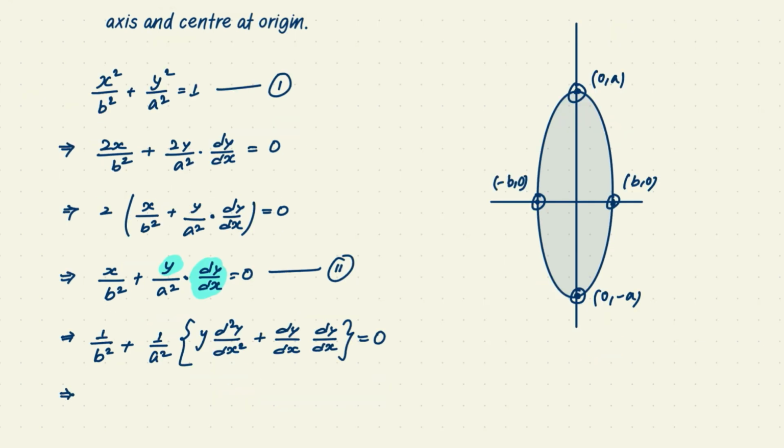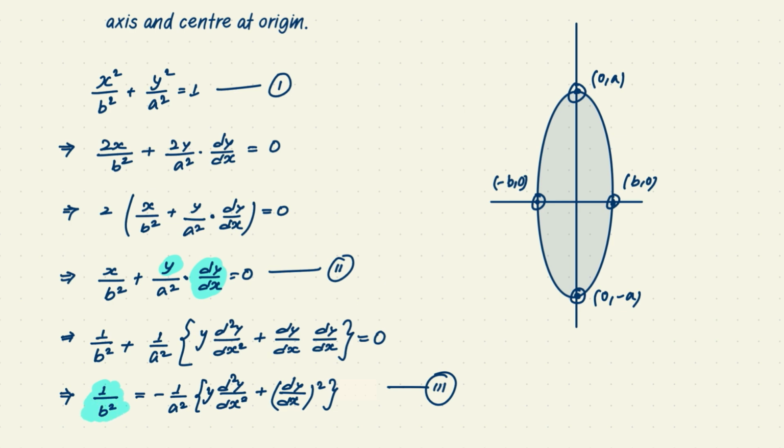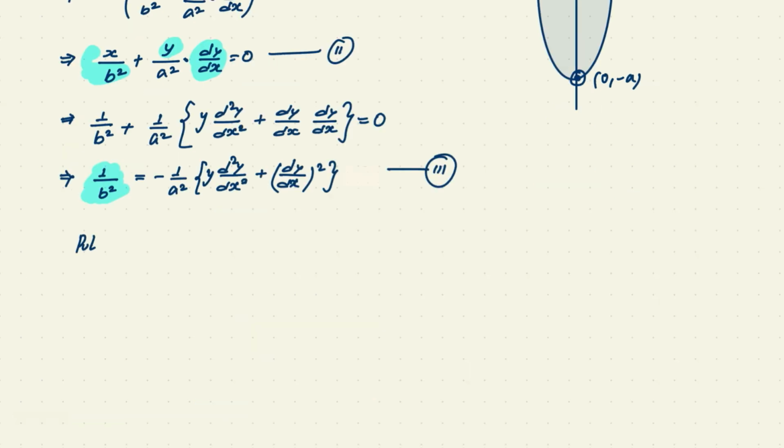So let us try to write this equation in terms of 1 by b square. So 1 by b square will be minus 1 by a square into y into d2y over dx2 plus dy over dx whole square. Now let us put this value of 1 by b square here in equation 2. On doing so, we will get rid of b. So put the value from 3 in equation 2.